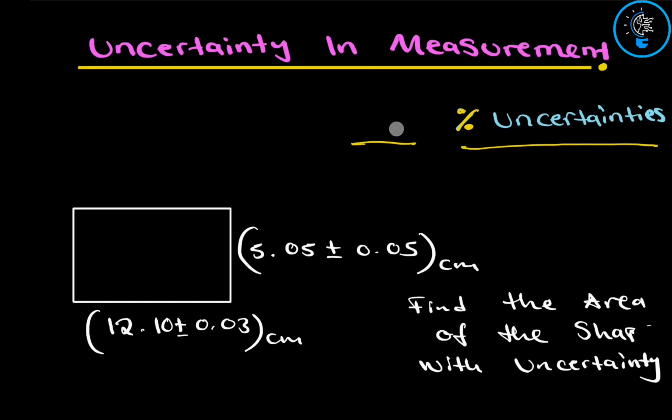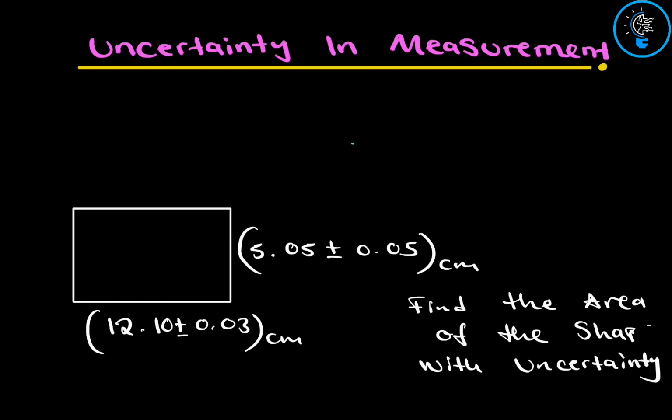Okay, so let's just get rid of everything on top. First thing first, we know that area is given by this formula: area of a rectangle is width times length. And we know that the relationship in this formula is multiplication. So we need to add percentage uncertainties when calculating the uncertainty part of our answer. Okay, so let's do it.